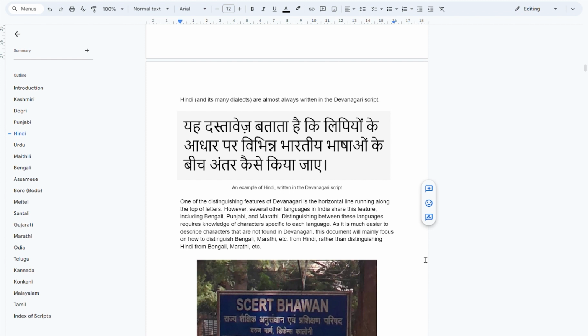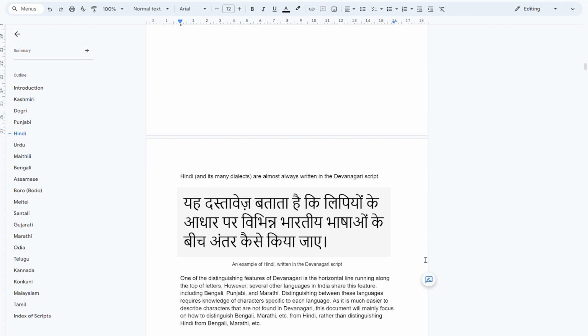Distinguishing between these languages requires knowledge of characters specific to each language. It's much easier actually to look at how languages or scripts differ from Devanagari rather than trying to compare the Devanagari script to other ones. So I'm mainly going to focus on distinguishing scripts from Devanagari and Hindi rather than the other way around.